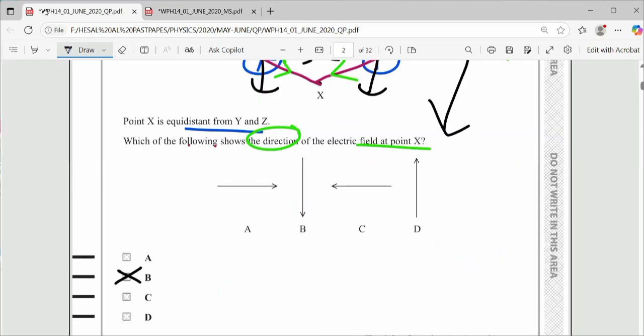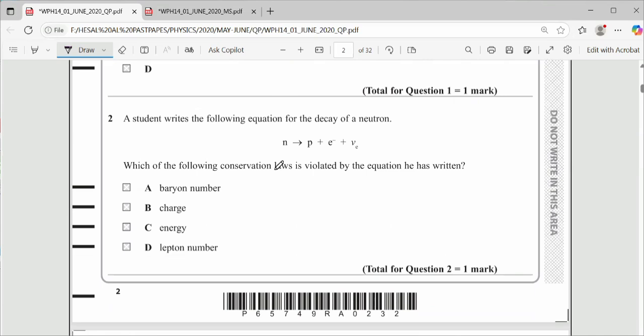Let's move to question number 2. A student writes the following equation for the decay of a neutron. This is beta decay. n is neutron, p is proton, here electron, and this is electron antineutrino. Which of the following conservation laws is violated by the equation he has written?